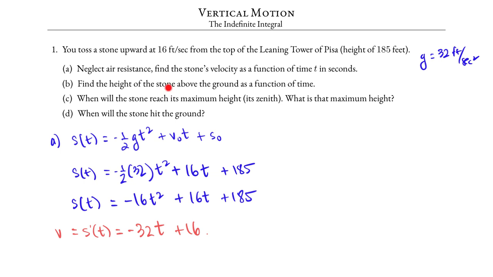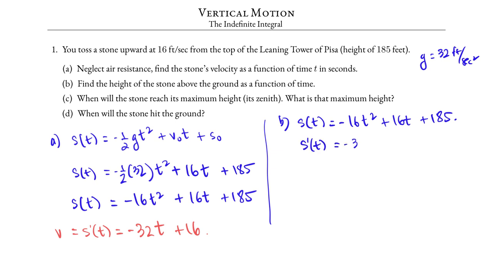The height of the stone is the position, but we found it already. And so for part B, the height is s of t equals negative 16t squared plus 16t plus 185. When will the stone reach its maximum height? We know that the maximum can be found using the derivative s prime of t, and we found it. It is negative 32t plus 16.